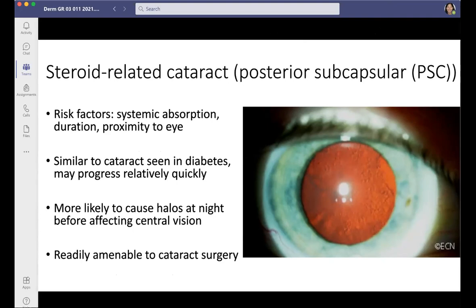And so someone really has to be on a fair amount of systemic steroids for this to happen, or have bad diabetes. And I think a decent rule of thumb is if you're starting to get into other systemic problems, if they're starting to become cushingoid, then that's probably when you have to worry about the cataracts.